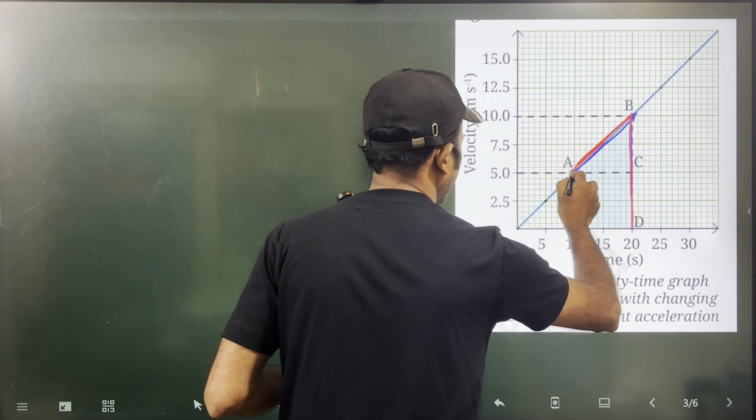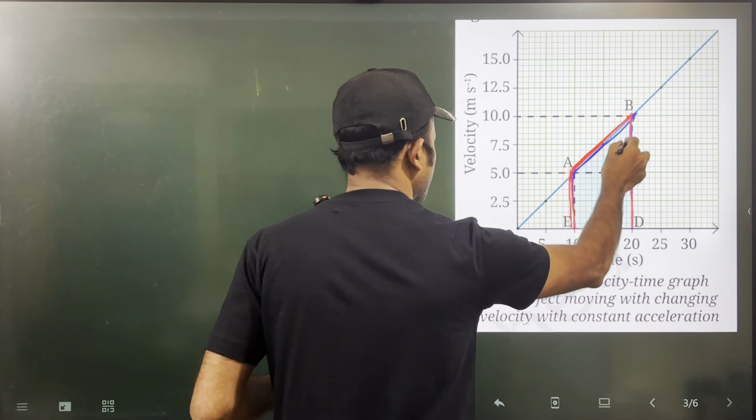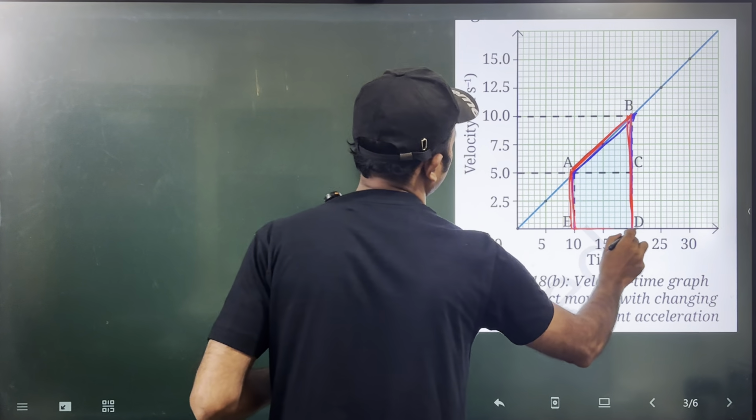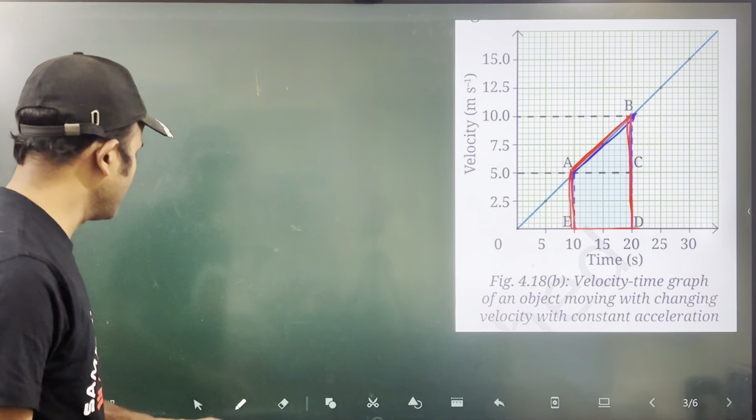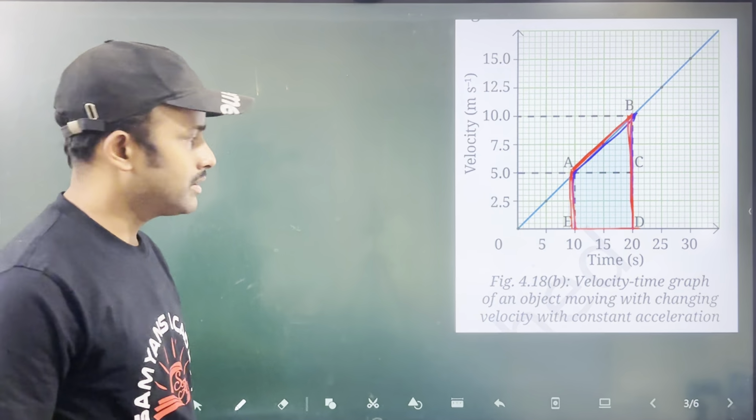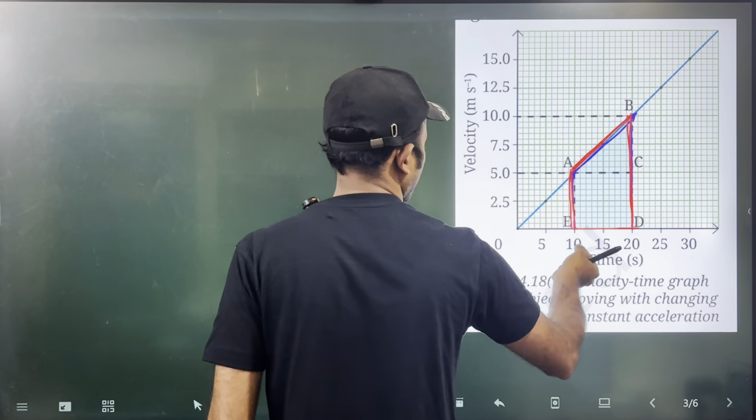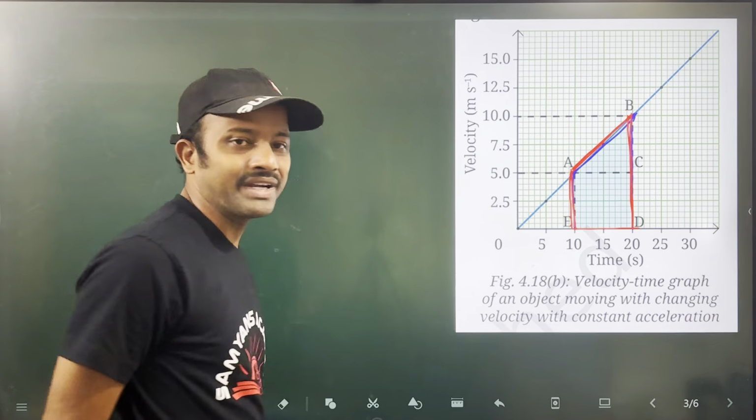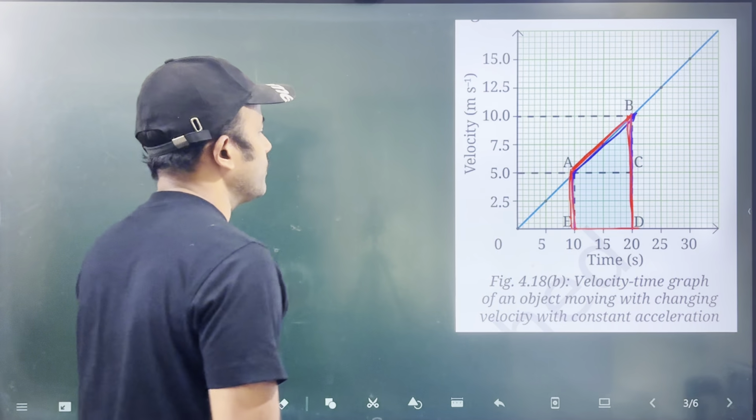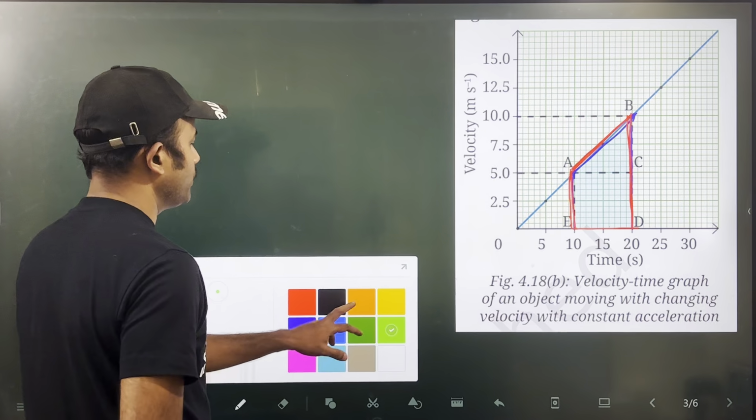Okay, from A to B, the area under A to B is shown as A, E, B, C, D, E. I want to calculate the displacement covered during this journey from A to B, during 10 to 20 seconds. So find the area between 10 to 20 seconds. How do you find this?